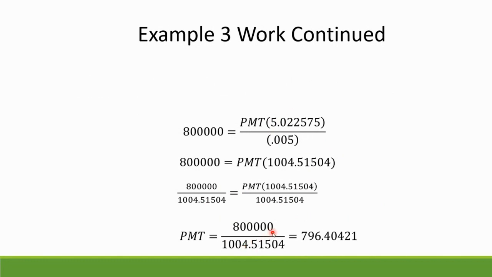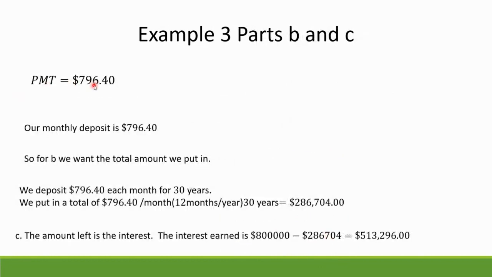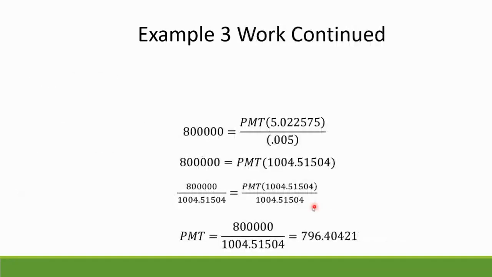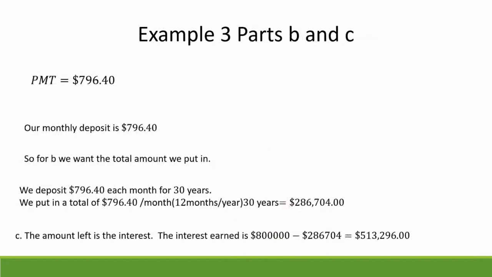And that turns out to be about this. Again, I rounded, of course, so you would round to 2 decimal places. So we get about $796.40. We do want to round to 2 decimal places in the end, but I do recommend using as many as you can. I use 5. The more you use, the more accurate your answer is going to be, the closer to the right answer. Okay, so we have that.